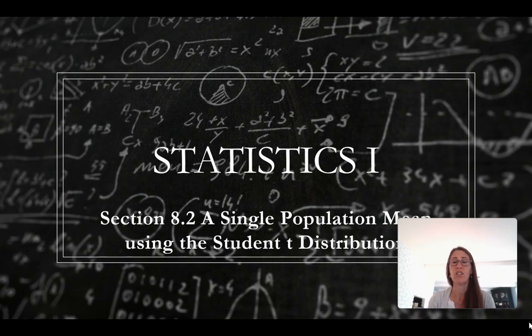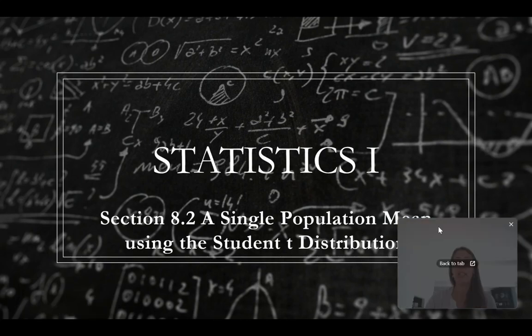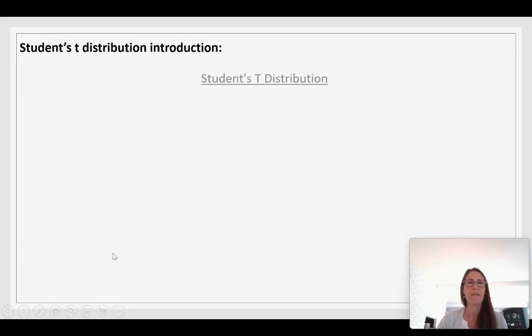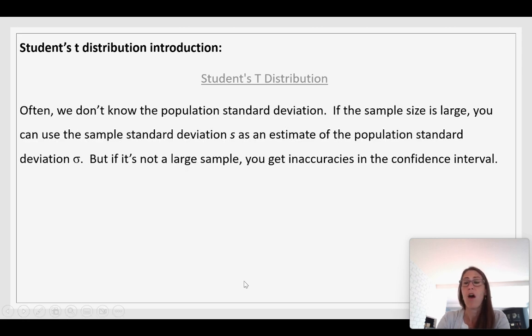This video is on section 8.2, a single population mean using the student's t-distribution. There's going to be a link in Canvas to this YouTube video about the student's t-distribution. It can be helpful because it tells you where it came from, how it was developed, and how to use it. But basically, we often don't know the population standard deviation.